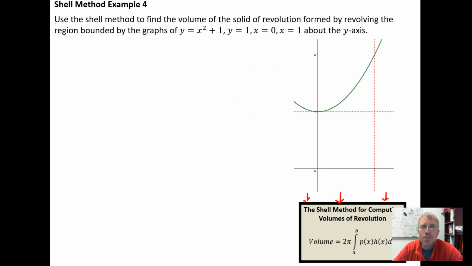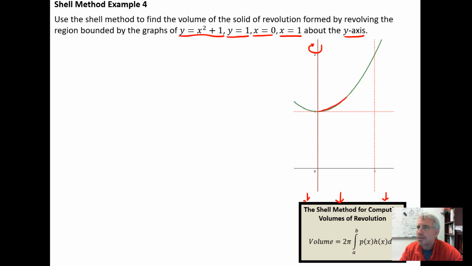So the example says, use the shell method to find the volume of the solid of revolution formed by revolving the region bounded by the graphs of y equals x squared plus 1, y equals 1, x equals 0, x equals 1 about the y-axis. So y-axis revolution. So the region's going to be x squared plus 1.